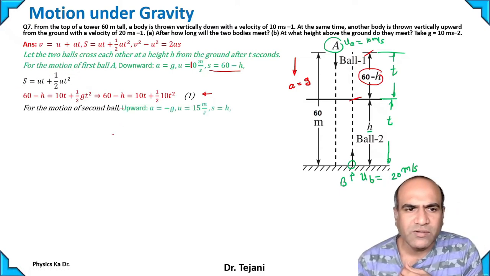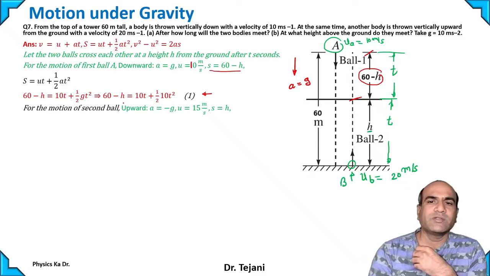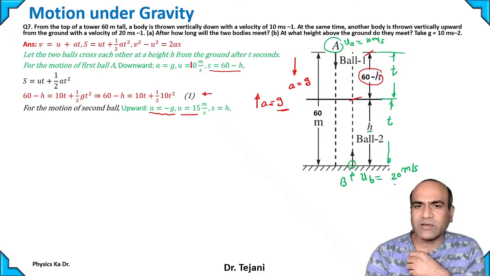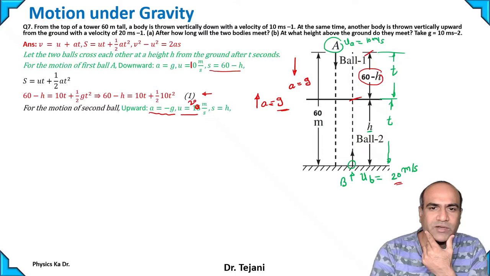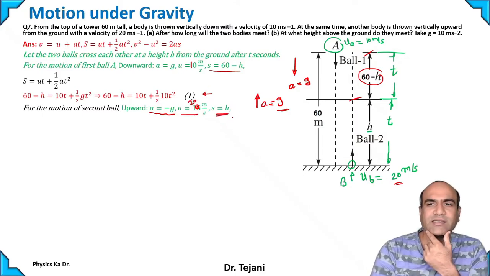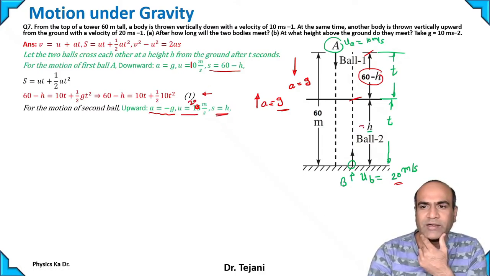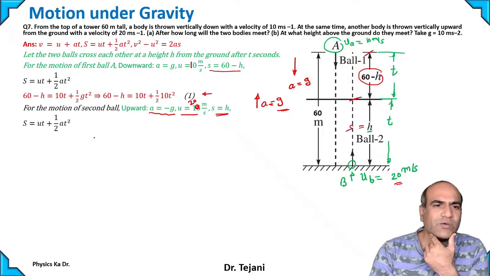Similarly, let's write the equation for ball number 2, which is moving upward. Therefore, acceleration becomes negative. When the ball moves in the upward direction, acceleration becomes negative. The initial speed of this ball is given as 20 meter per second. So put here 20, not 15, 20. s is h. s is equal to the height. Put the values in the above equation.